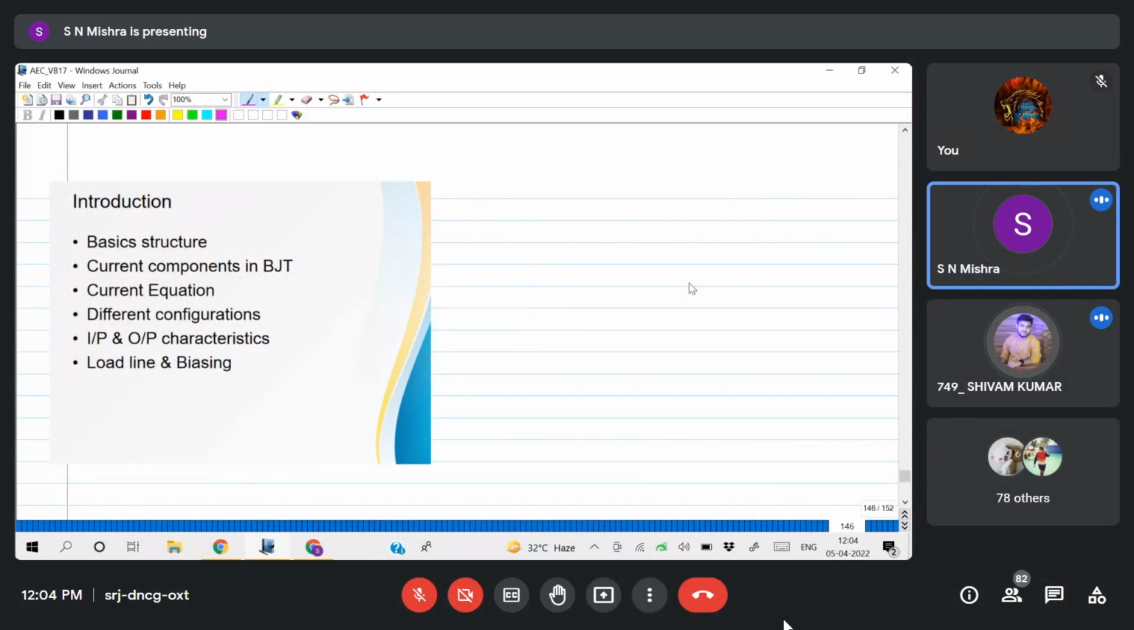Tomorrow transistor we'll do, and I think today is the meeting of AEC. So here it will be finalized what the syllabus is. Tomorrow I'll tell what the syllabus for midsem is.